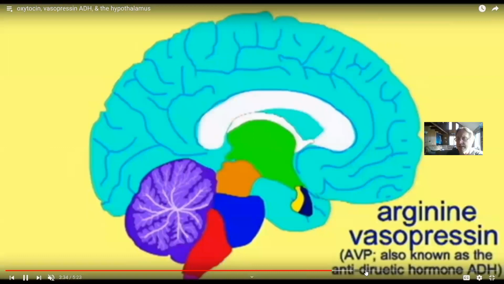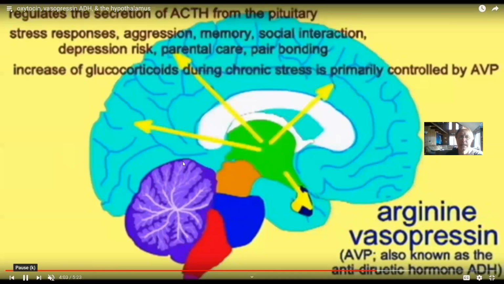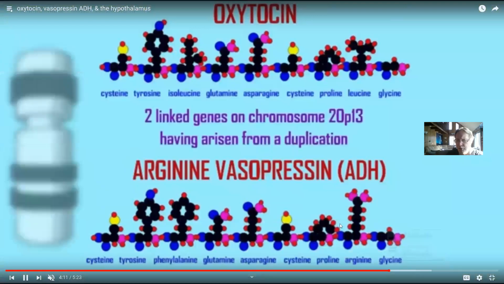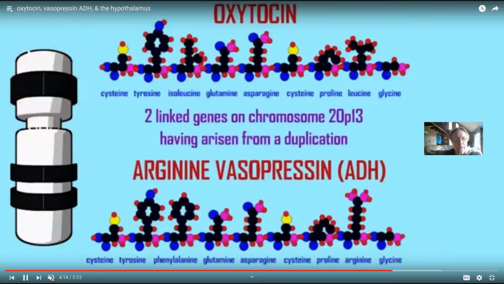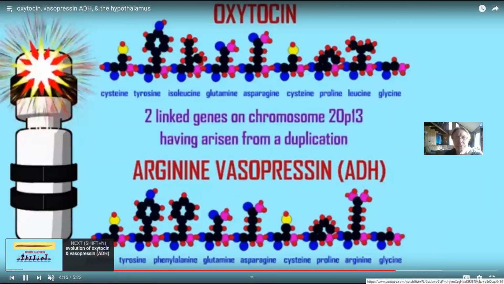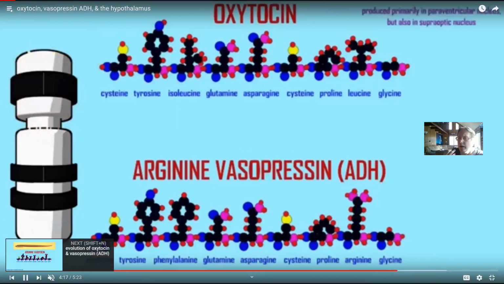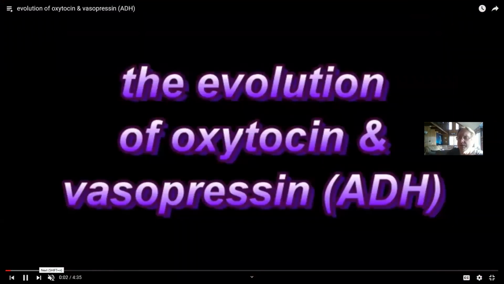Arginine vasopressin, also known as the antidiuretic hormone ADH, has lots of functions. It's involved in stress responses, aggression, memory, social interaction, depression risk, parental care, pair bonding. And so these are major hormones. Fascinating, even though, when I teach about them, I lead with oxytocin, and it has so many important aspects for the reproduction of mammals.